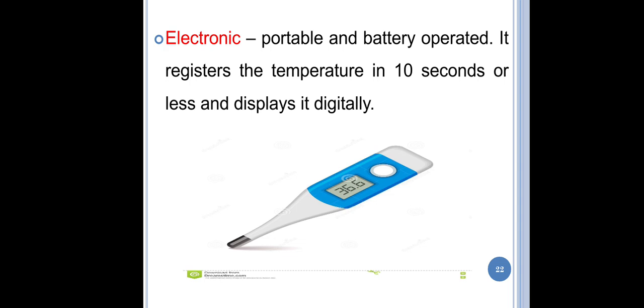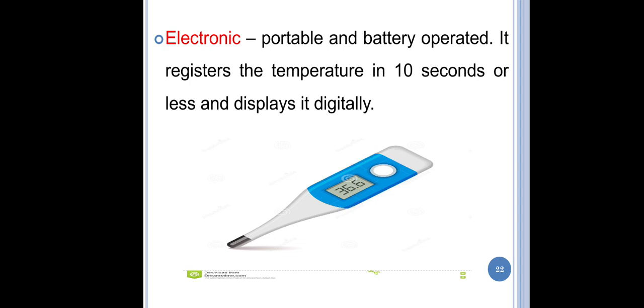This is portable, and it operates by a battery. So it registers the temperature in 10 seconds or less and displays it digitally. You've seen this kind of thermometer in the hospital, where you put it in the patient's axilla, the armpit, and then you get the temperature. It records within 10 seconds or less.